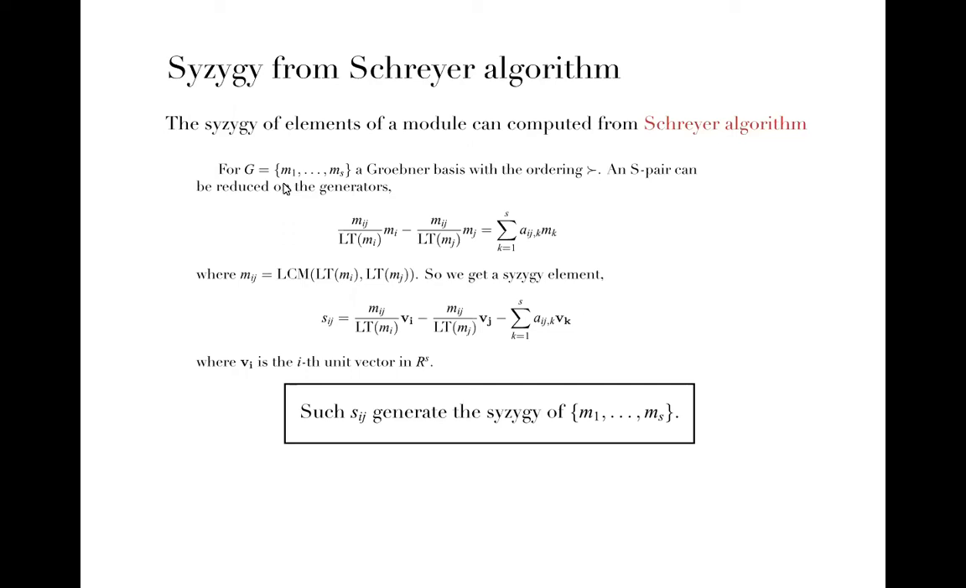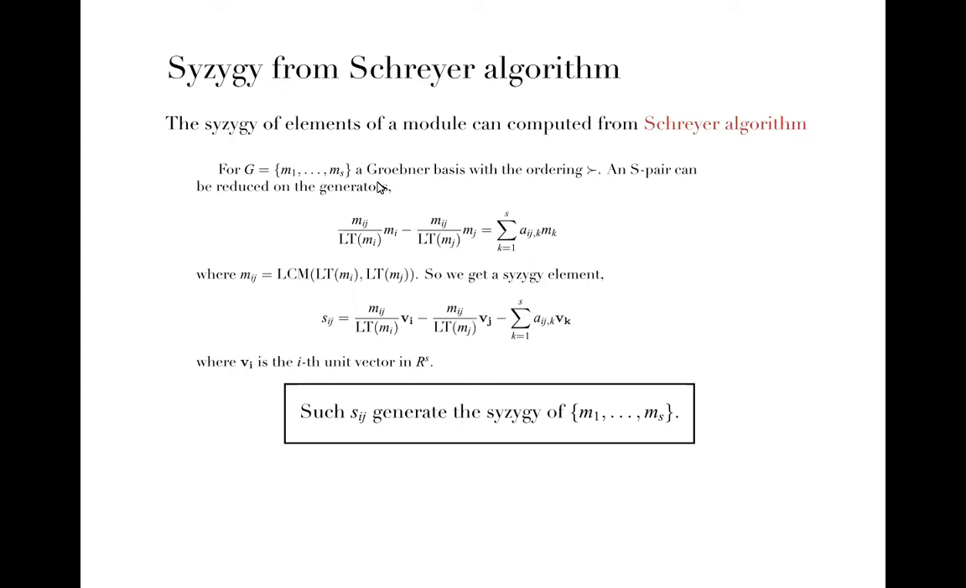Actually, each M is a vector. Sorry, it's a little bit confusing here because in the literature it's always a column vector, only in mathematics is it a row vector. So let's go back to mathematics. You can think this M1 is actually a column vector instead of a row vector. So to get the syzygy generators, this can be done by the famous Schreyer algorithm. The Schreyer algorithm tells you that you can get the syzygies from the Gröbner basis.